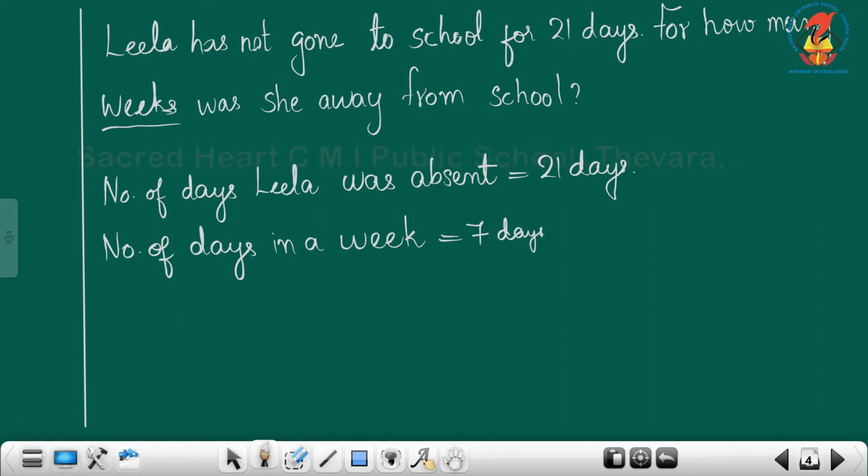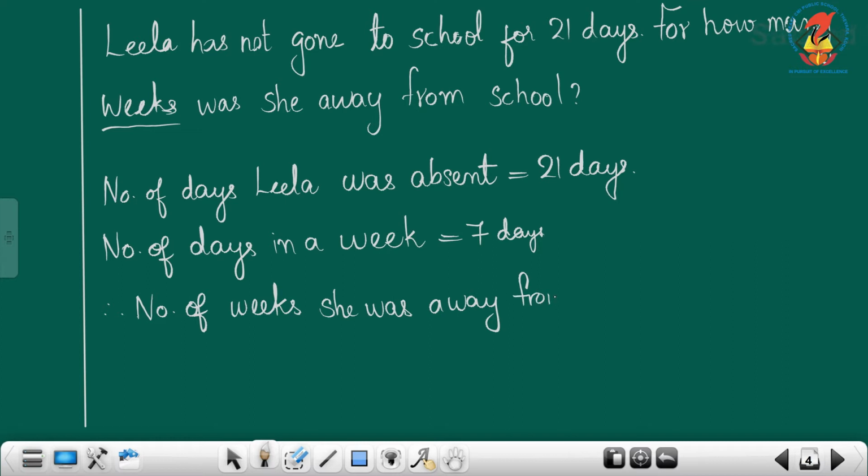So the number of weeks she was away from the school. That means it's 21 divided by 7. In the 7's table, how many times does it go? It's 3 times. So 3 weeks.